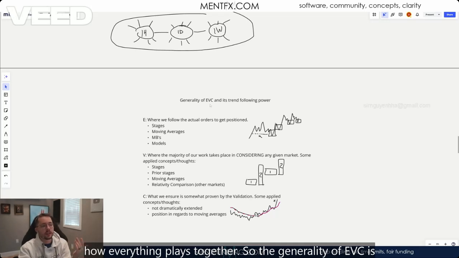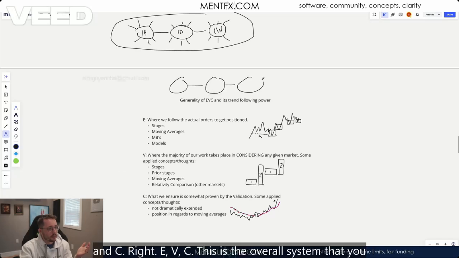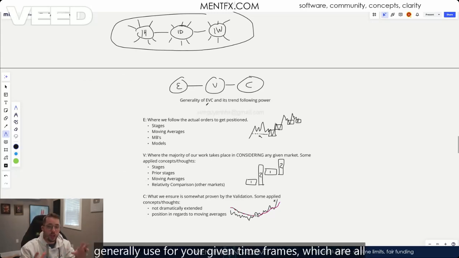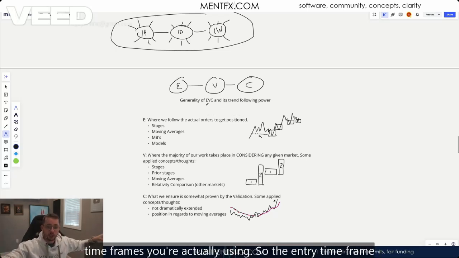So the generality of EVC is starting with the E, okay? That's the entry time frame, as you all know. So let me actually draw the thing again. So E, V, and C, right? E, V, C. This is the overall system that you generally use for your given timeframes, which are all fractal, which means they repeat themselves no matter what timeframes you're actually using.